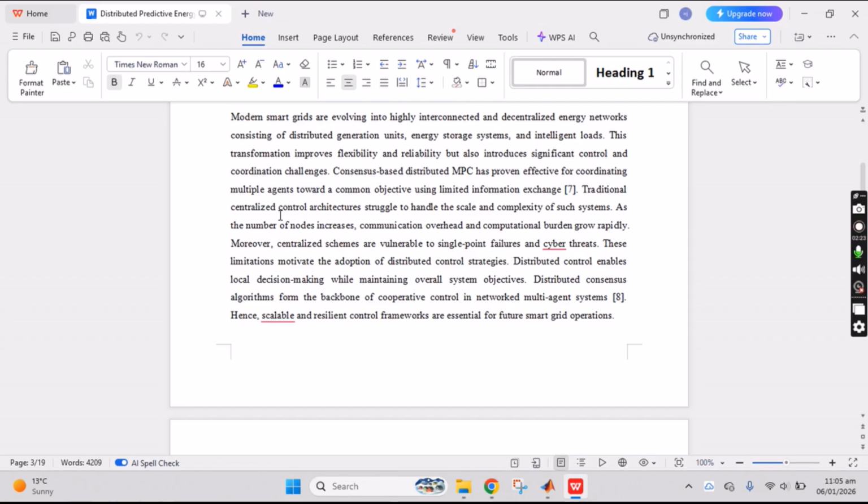Okay, so here is the background and motivation. Traditional centralized control architectures struggle to handle the scale and complexity of such systems, and as the number of nodes increases, communication overhead and computational burden grow rapidly. That's why we have used distributed control, which enables local decision making while maintaining the overall system objectives.